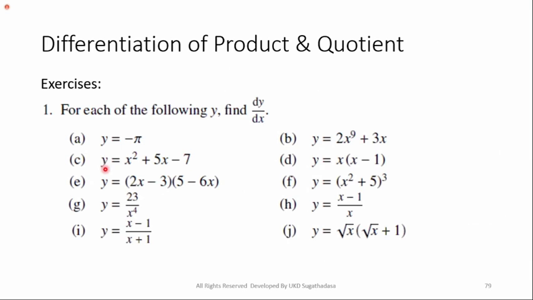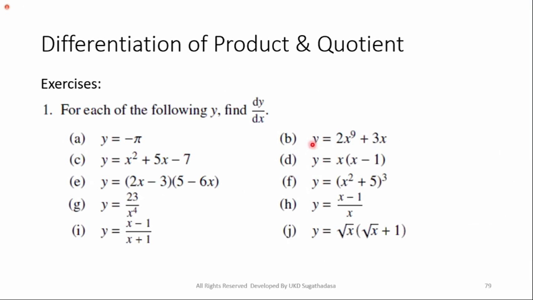Now write down, you can give the answers or you can send messages. What is the answer for the first one? Tell me. Pi is a constant, no? What is du by dx of the constant? 0. That is 0.